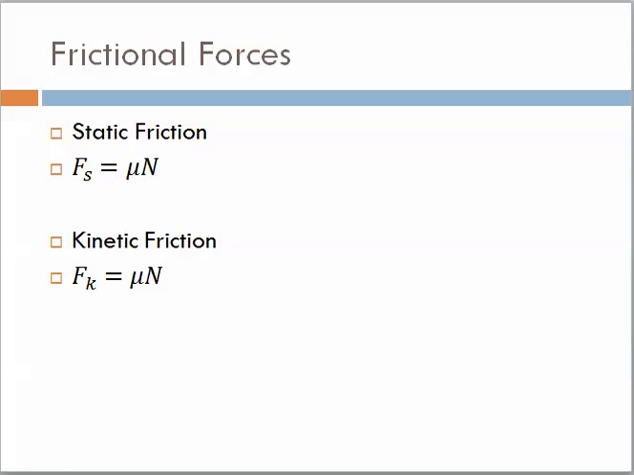The next thing we're going to talk about here is frictional force. There are two types of frictional forces: static friction and kinetic friction. Static friction is when it's still, which is the easiest way to remember that. Kinetic friction, kinetic meaning movement, is when it's moving.